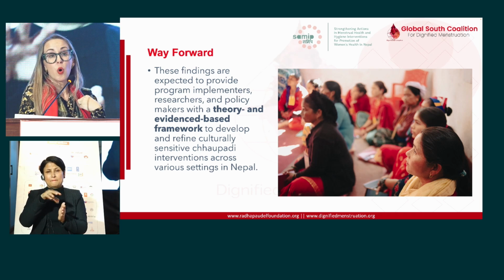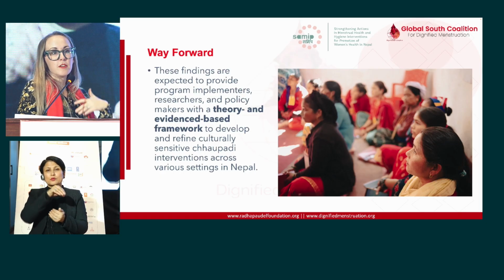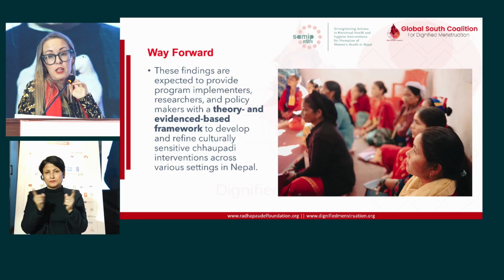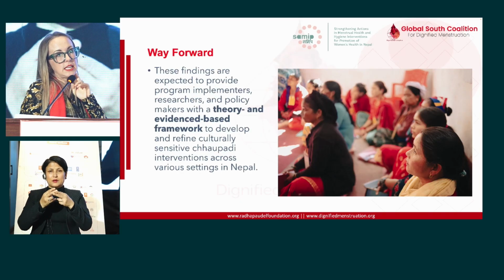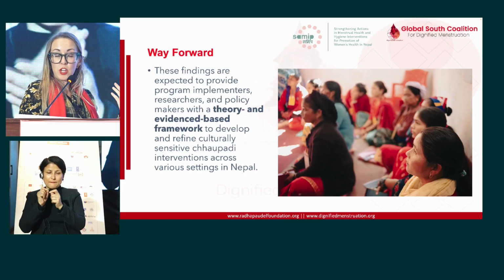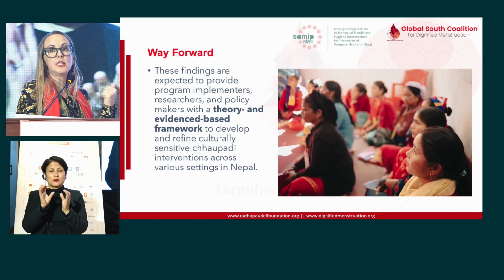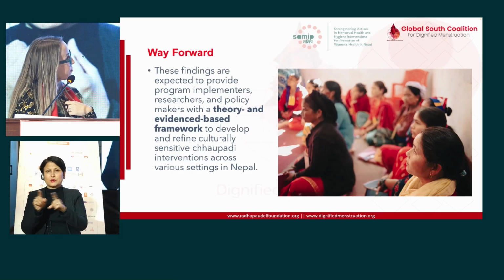And so what we're hoping to do is to bring this forward in a policy brief, to share with all of you. And what we hope is that it will be used in a way to inform future intervention work. What are some of the key mechanisms and theories that we can use to have this concerted effort as we move forward to continue to address dignified menstruation in Nepal, but also globally?